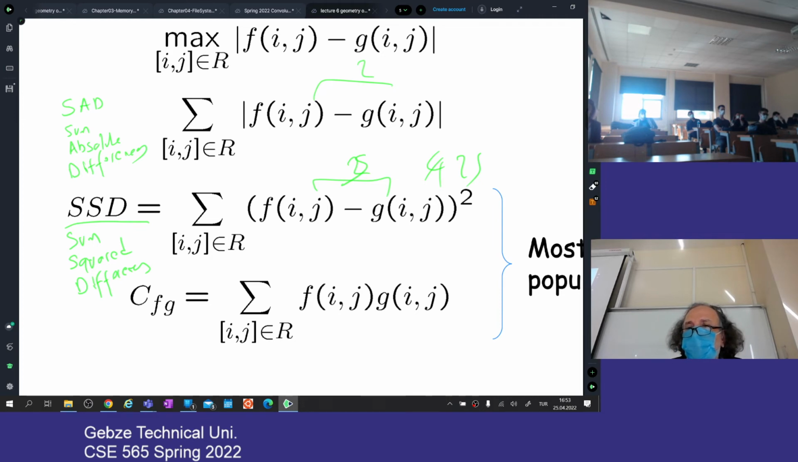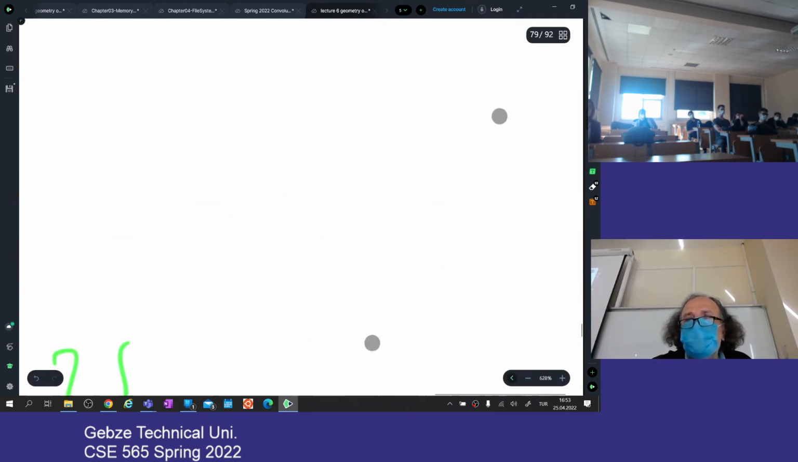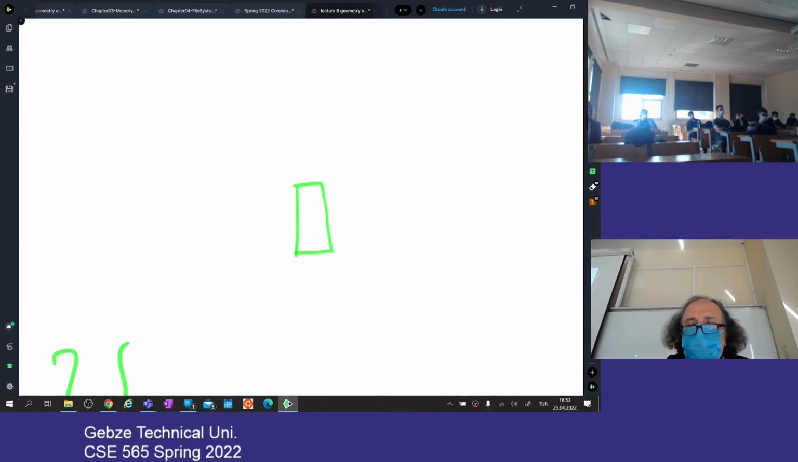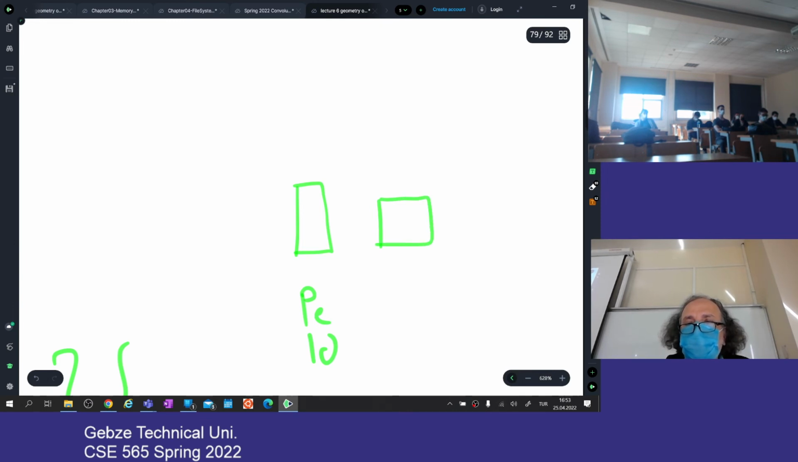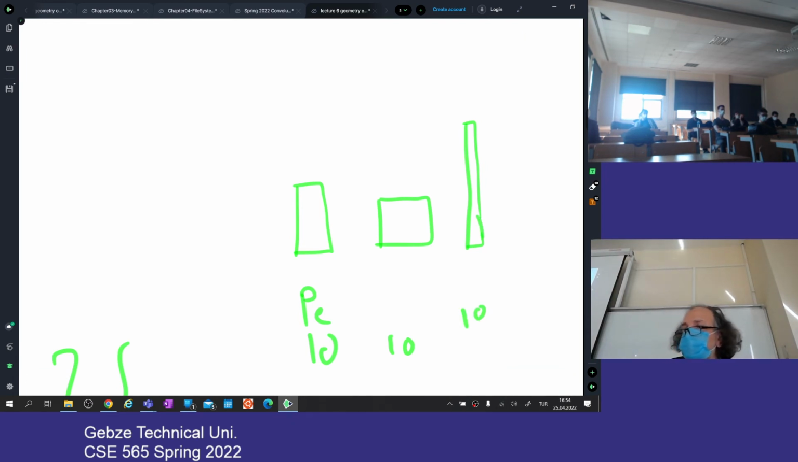Why should that be? Do you guys remember this problem from your calculus classes? Which shape, I know the perimeters of these shapes are the same. Let's say the perimeter of this shape is 10. Perimeter of this shape is 10 too. And perimeter of this shape is 10 too. Which one has the largest area? The square one, right? Square has the largest area.